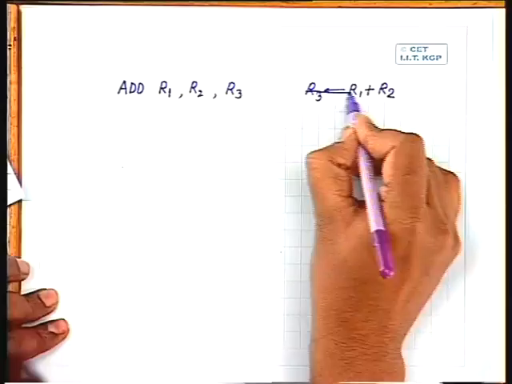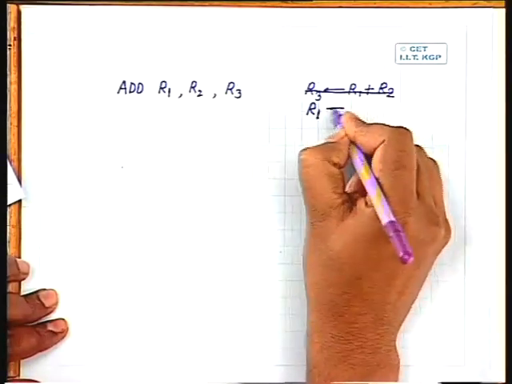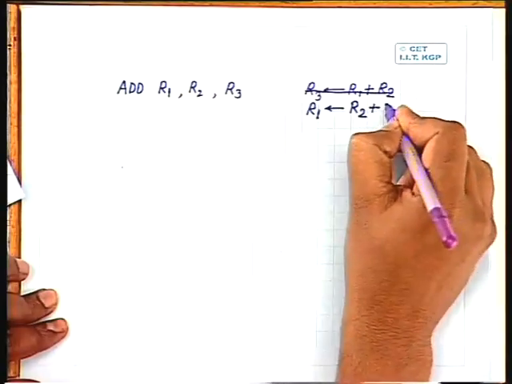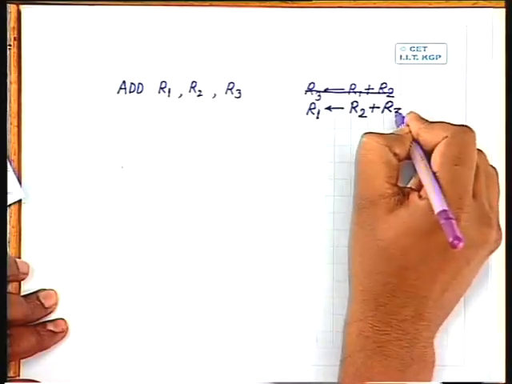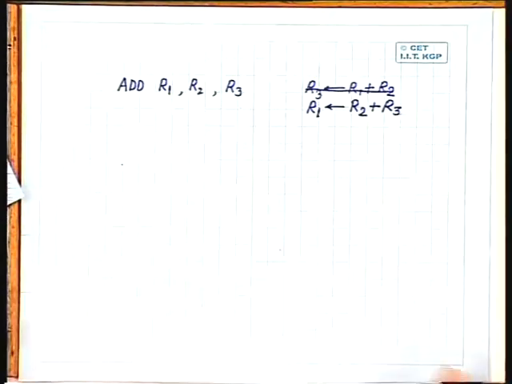Sorry, here the operation will not be R3 gets R1 plus R2, but it is R1 gets R2 plus R3, because the first register which is specified in the instruction is the destination register. However, the sequence of operations remains the same.